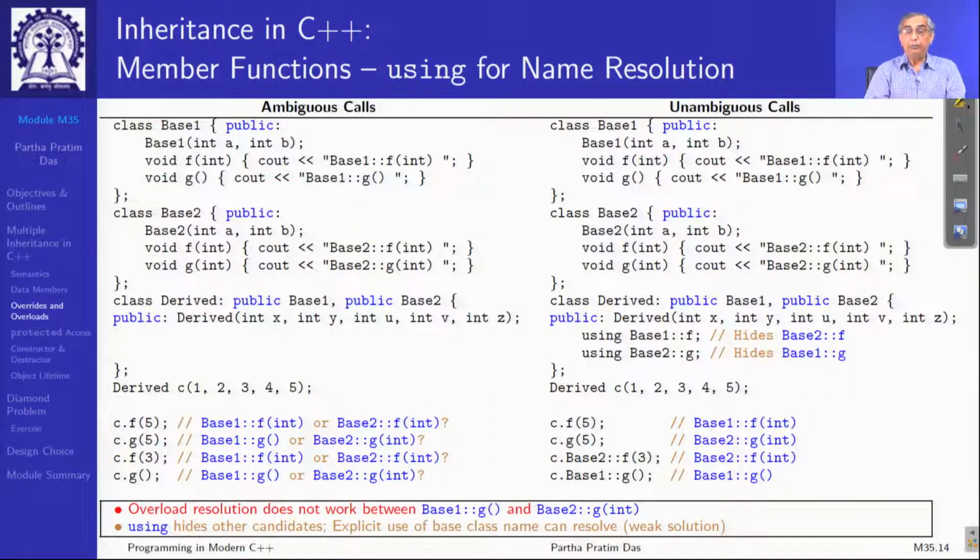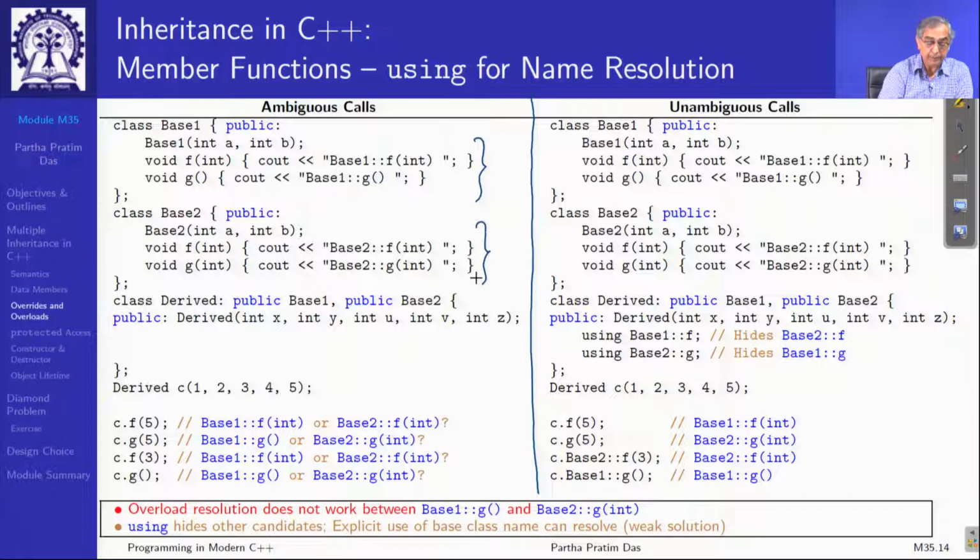Now, let me complicate this example. There is a mental line here. On the left, I show how the base classes may have different members, so that your whole resolution process may get confused. What we did in the last example, though we had two base classes, their member functions were having independent names, but now we assume that they have common names. If you look at f from Base1 and Base2, they have the same signature. If you look at g from Base1 and Base2, they have different signatures.